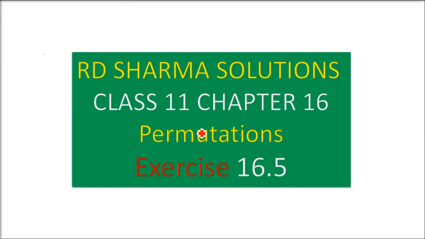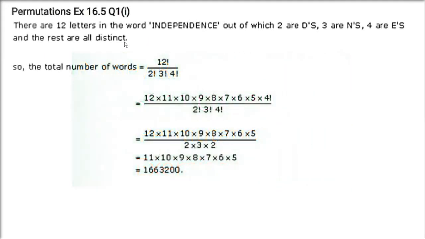We are taking R.D. Sharma Solutions, Class 11, Chapter 16, Permutation, Exercise 16.5. Find the number of words formed by permuting all the letters of the following words. First is independence. Independence has 12 letters.